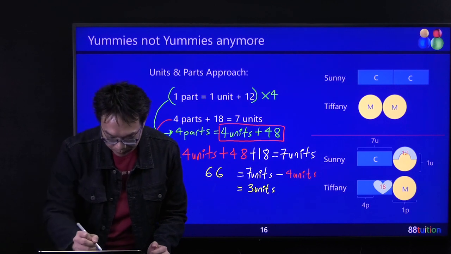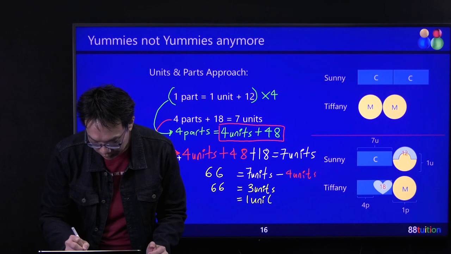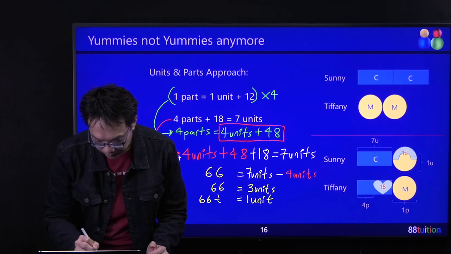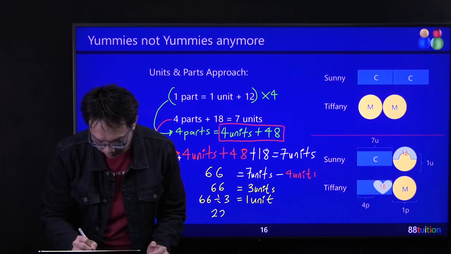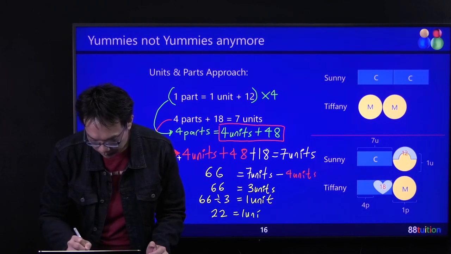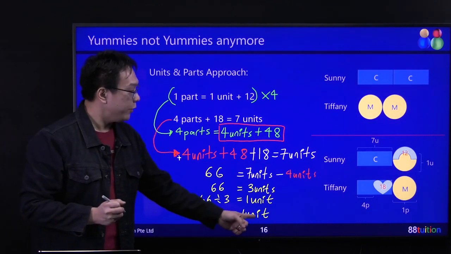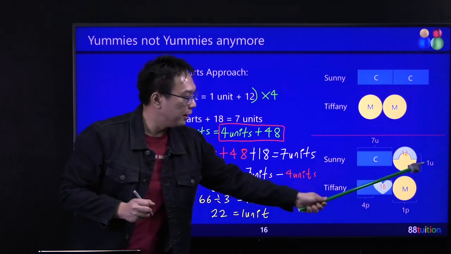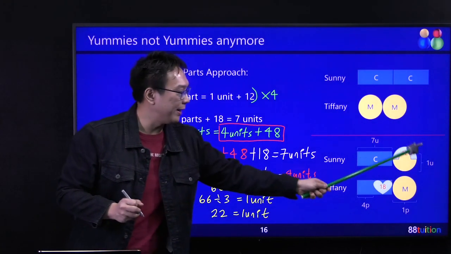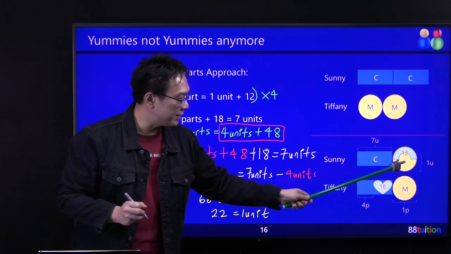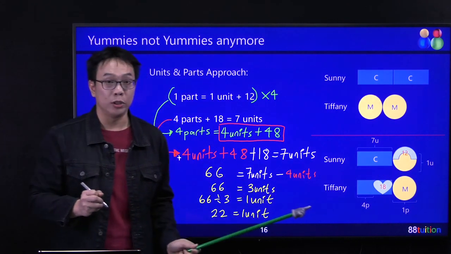Always look for 1 unit. So how do you find 1 unit? You take 66 divided by 3 to give you 22, equal to 1 unit. So what's the question? What is this 1 unit? That's why down here is important. The 1 unit down here represents 22. That means down here, the Pokeball is 22. The 1 unit is actually this portion here only. This one represents 22.